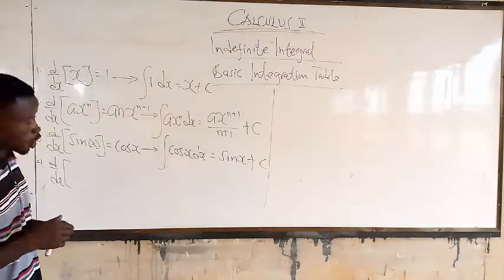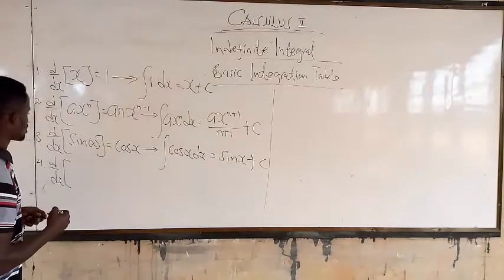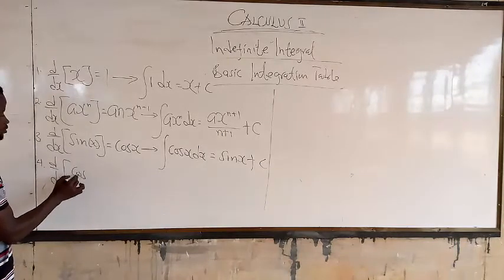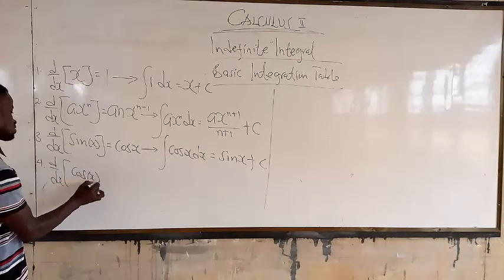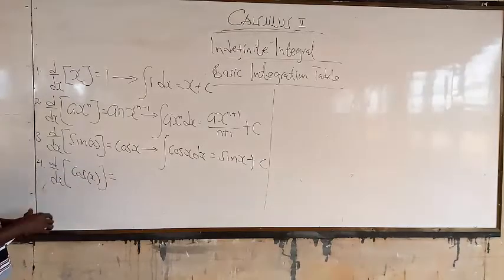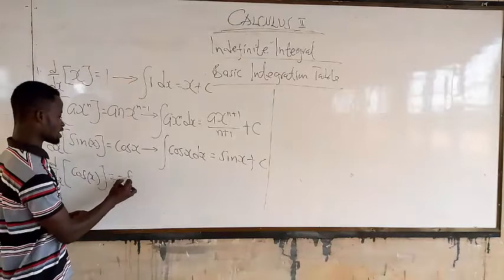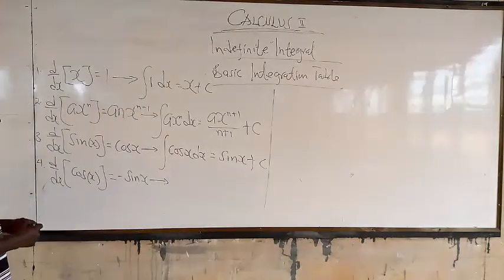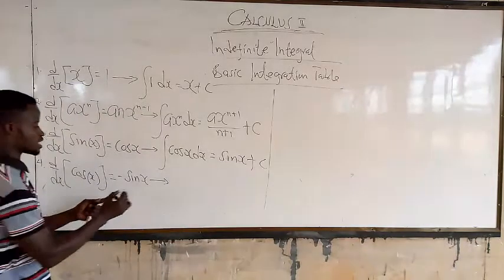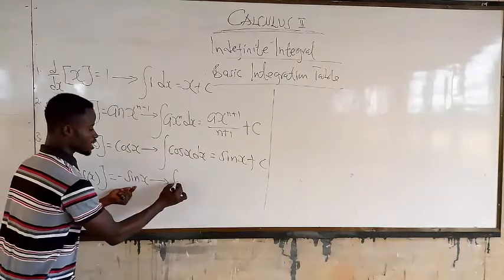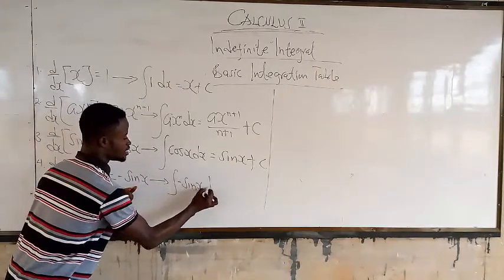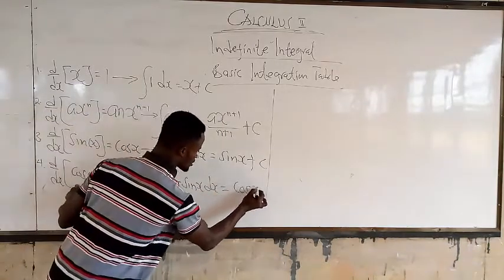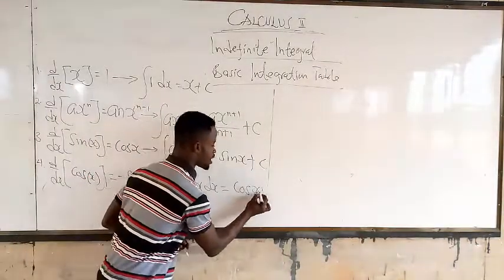4. Let's go to cos x. When you differentiate cos x, we know that you're going to get negative sine x. And since it's a reverse process, when you integrate negative sine x with respect to x, you get this function back, which is cos x. Then you add plus c.